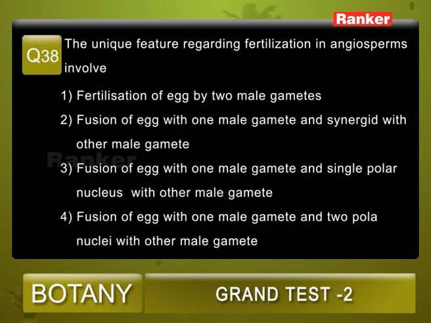Question number 38, the unique feature regarding fertilization in angiosperms involves: 1. Fertilization of egg by 2 male gametes, 2. Fusion of egg with 1 male gamete and synergid with other male gamete, 3. Fusion of egg with 1 male gamete and a single polar nucleus with other male gamete, 4. Fusion of egg with 1 male gamete and 2 polar nuclei with other male gamete.